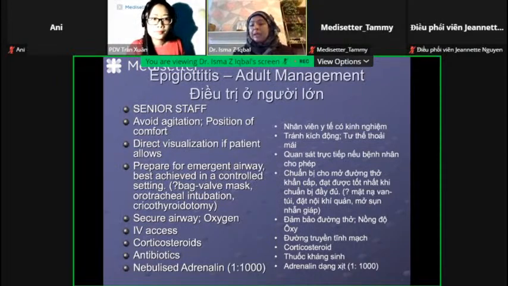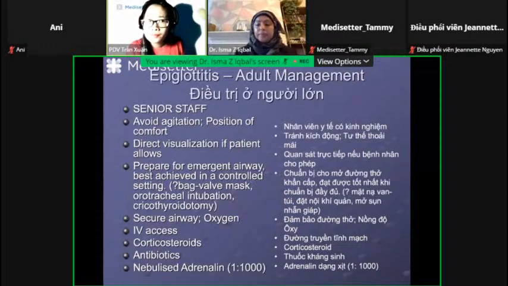If they're allergic to penicillin, you can give them clarithromycin intravenously.